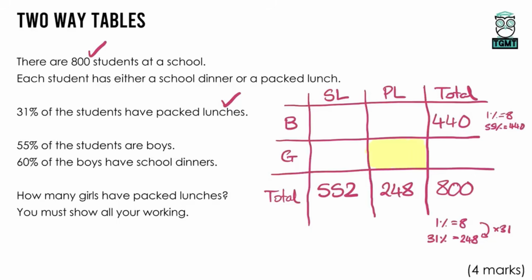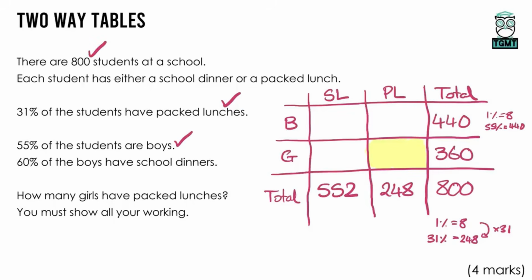I can now work out how many girls there are. 800 take away 440 gives me 360 girls. That's that line done with. We're getting pretty close to that box. 60% of the boys have school dinners. So I labelled it as school lunches, but there we go, school dinners.